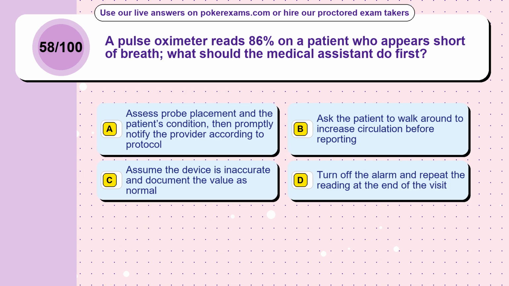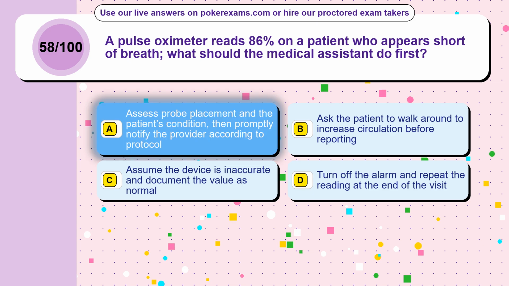Question 58. A pulse oximeter reads 86% on a patient who appears short of breath. What should the medical assistant do first? Option A. Assess probe placement and the patient's condition, then promptly notify the provider according to protocol. Option B. Ask the patient to walk around to increase circulation before reporting. Option C. Assume the device is inaccurate and document the value as normal. Option D. Turn off the alarm and repeat the reading at the end of the visit. The correct answer is option A.